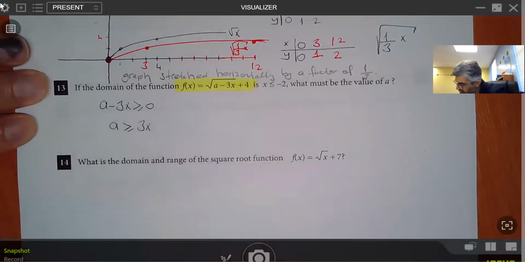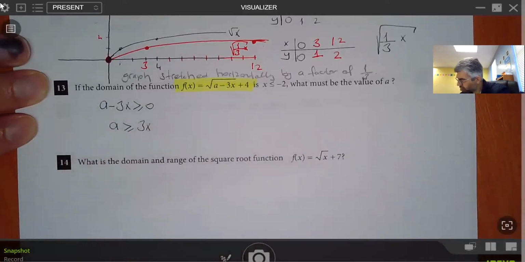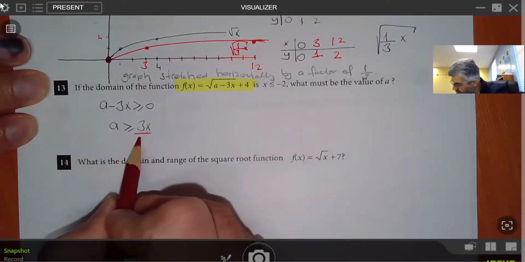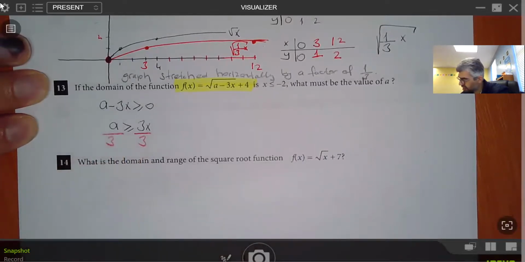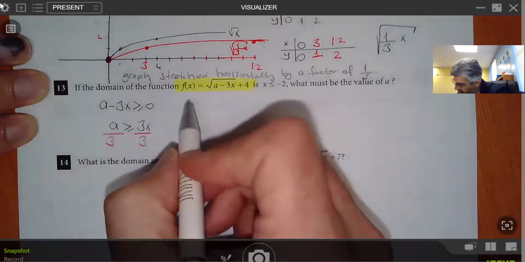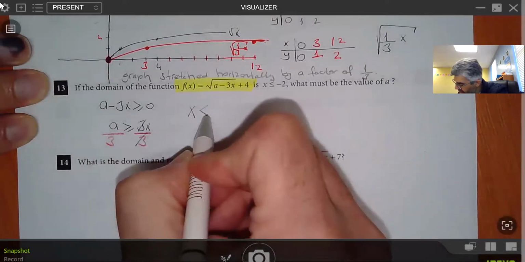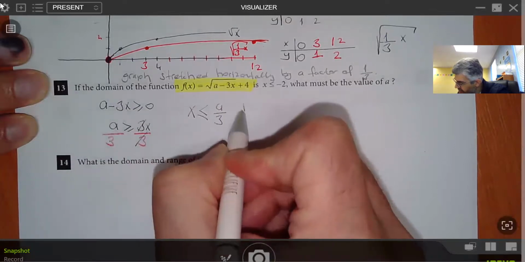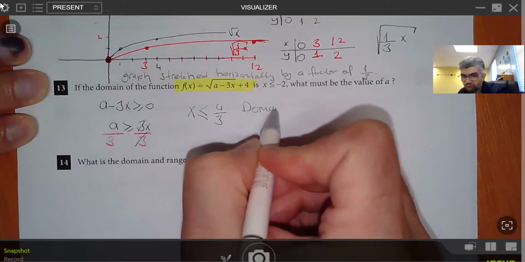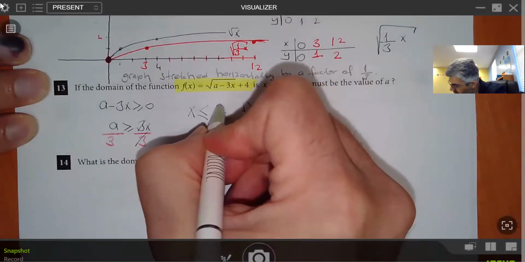And this is 3x, but I need x. So I divide both sides by 3, okay? When I divide both sides by 3, I will have x less than or equal to a over 3. Okay, this is the domain. Domain: x less than or equal to a over 3.